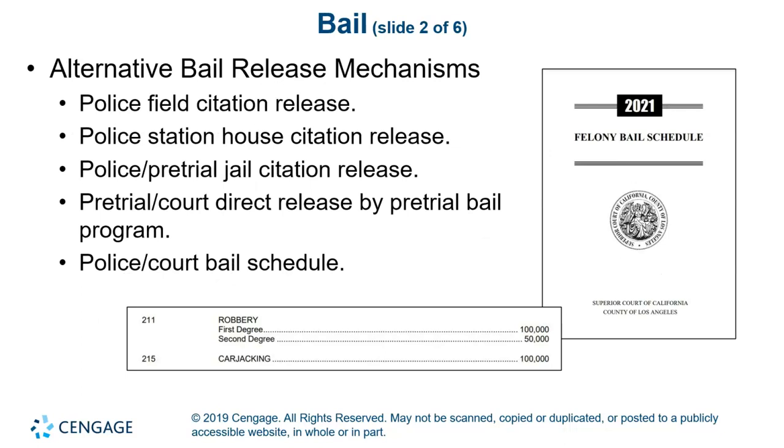So what then would be some alternative bail release mechanisms? Although bail is typically granted during a court hearing, there are other stages, would be a good word for it, or processes in the system in which bail may be granted. And the first could be a police field citation release, which is basically an arresting officer releases an arrested person on a written promise to appear, a ticket, typically for misdemeanors only.